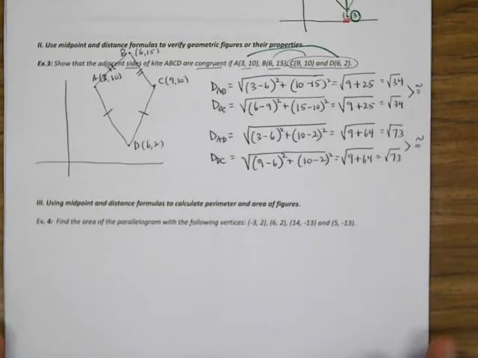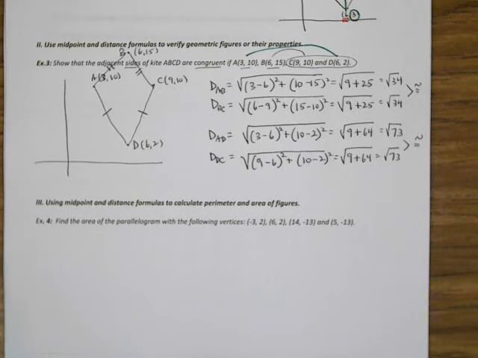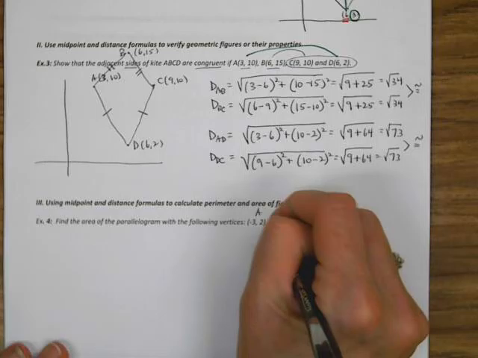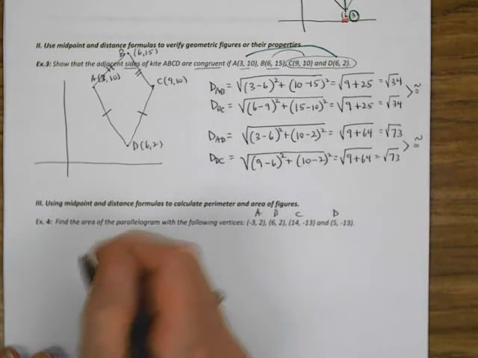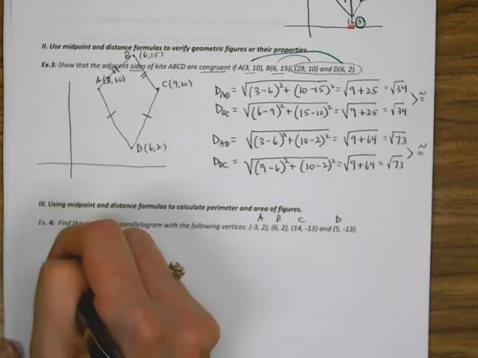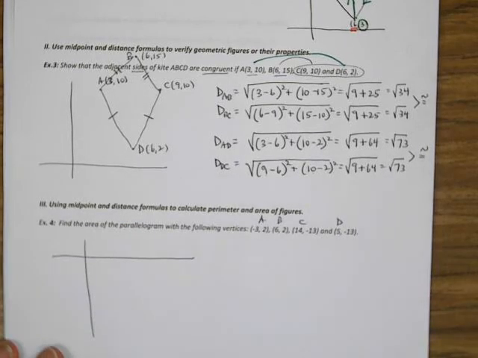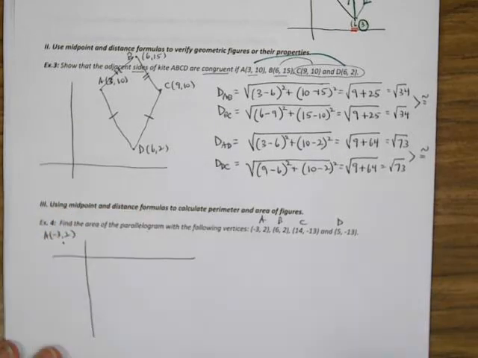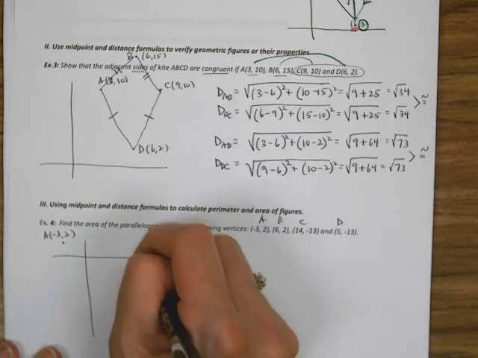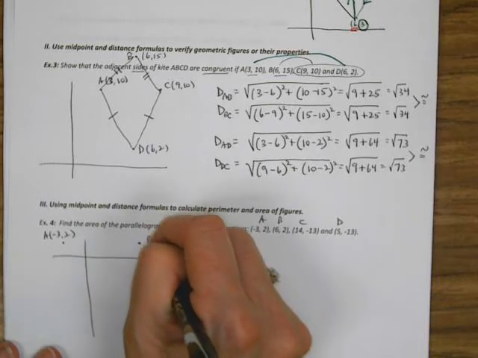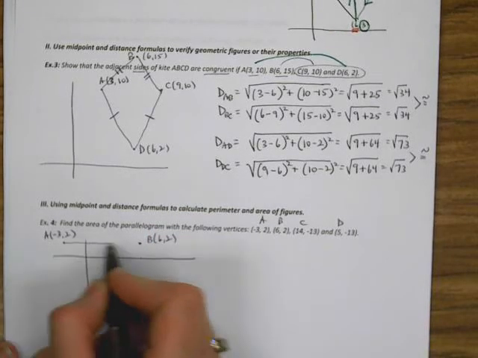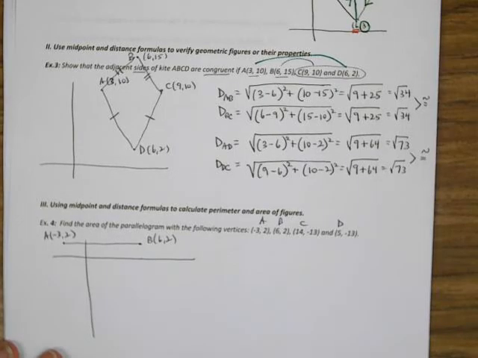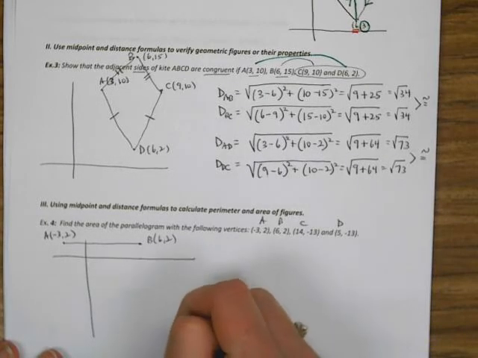Example 4 here, using midpoint and distance to calculate perimeter and areas of figures. All right, it says find the area of the parallelogram with the following vertices. I'm going to label these just so when I sketch my diagram I can talk about them. Looks like this is kind of going to be in the 4th quadrant mostly. -3, 2, that would be up here. 6, 2 might be out here. Hopefully you can see that is a horizontal line. 14, -13 is going to be, wow, down here somewhere.